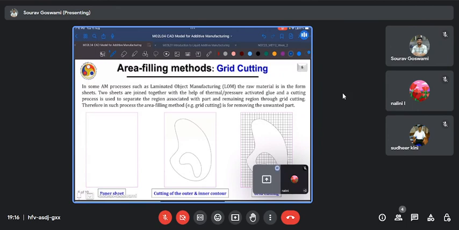Now, the first area filling method that we encounter is called grid cutting. So it is especially suitable to processes such as laminated object manufacturing. So remember that we spoke in one of the previous sessions how there can be two approaches to laminated object manufacturing. One is form, then bond, and the other is bond, then form.